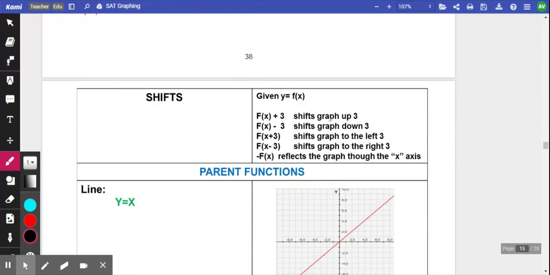All right, again, shifts are super important. You should really try to remember these. They come up very often. So again, if you have f of x plus 3, it shifts the graph up by 3. F of x minus 3, it shifts the graph down by 3.